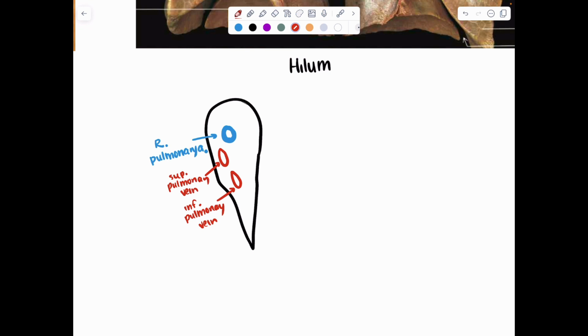Right next to my pulmonary artery, I'll do this in black, is going to be our bronchus. So that is where we enter in. And that's the arrangement that you'll see when it comes to the hilum of the lungs, when that's on the right side.